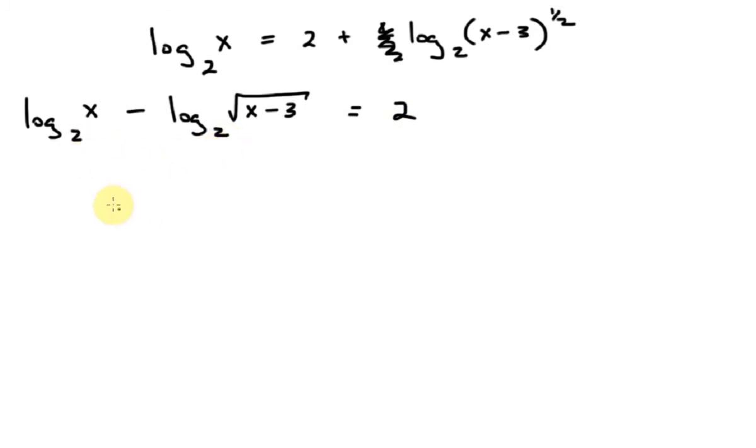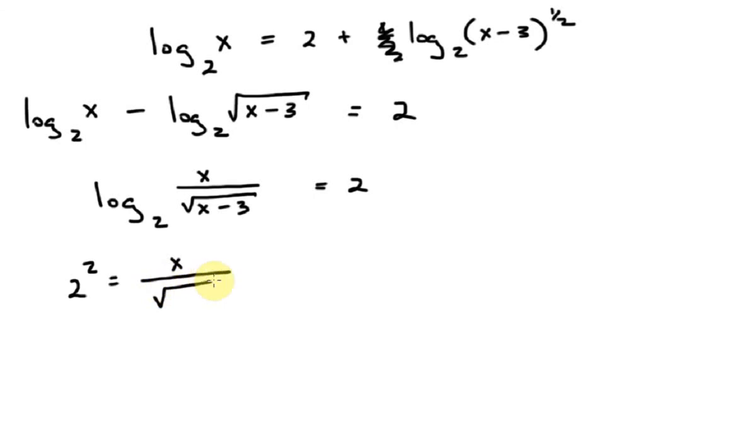Now these I'm going to combine. We got the same bases, so I can combine them into one logarithm. But this time it's subtraction, so it's going to be division. So this is log base 2 of x divided by the square root of x minus 3, and that equals 2. And now I can write it from the logarithmic form into the exponential form, which says 2 to the 2, so 2 squared, equals x divided by the square root of x minus 3.